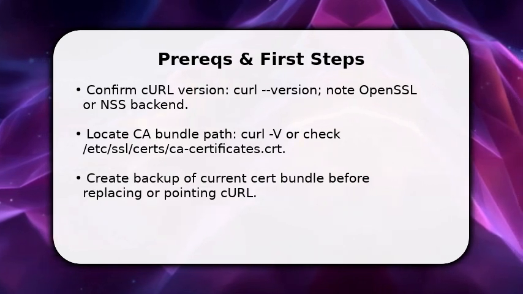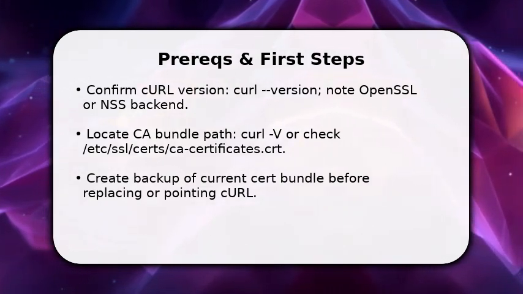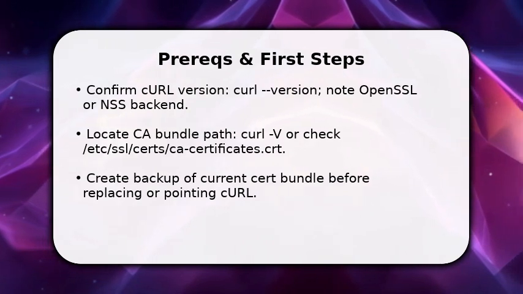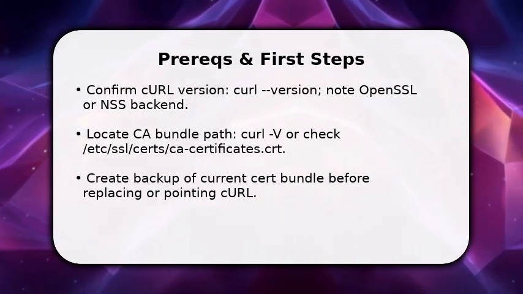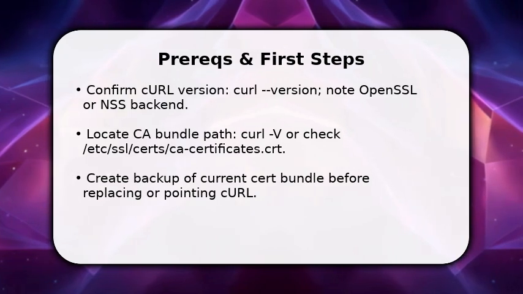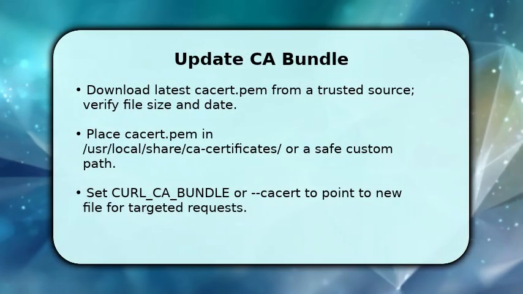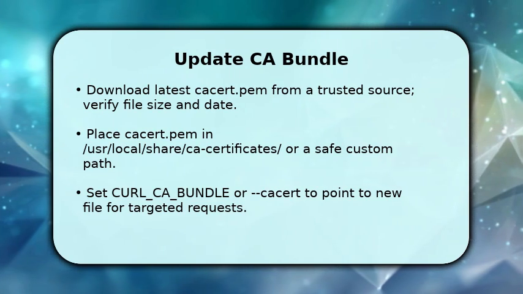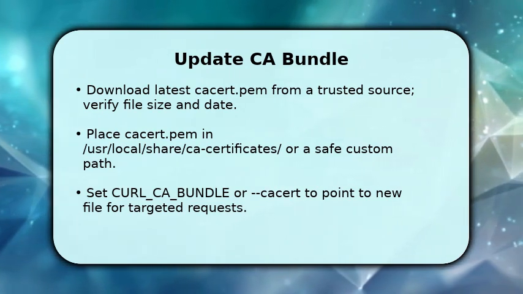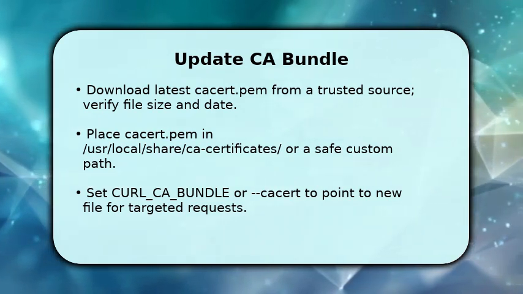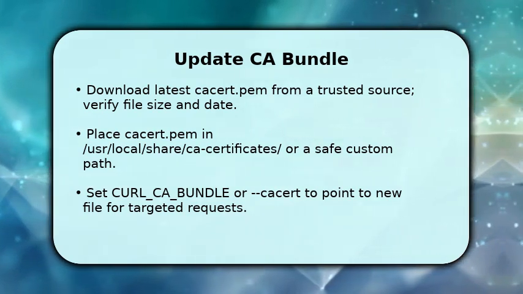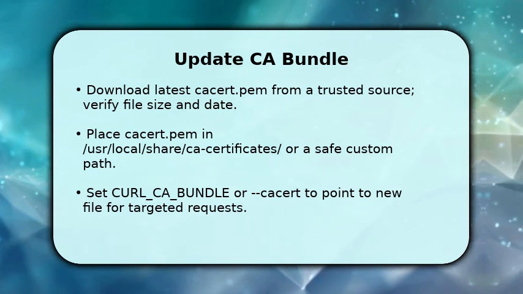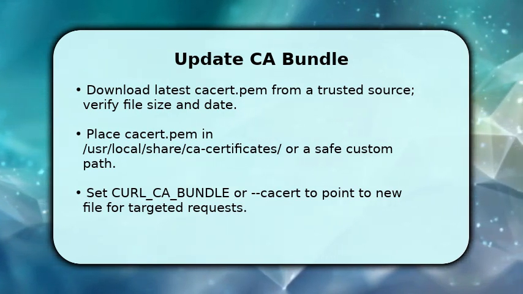Now download an updated CA bundle from a trusted source or copy your OS-provided cert file, and prepare to point curl explicitly at that file. Next, you replace or point curl to a fresh CA bundle so certificate verification succeeds. Download cacert.pem, verify its integrity by checking size and timestamp, and place it in a system or custom directory.